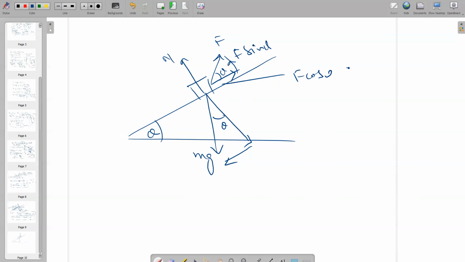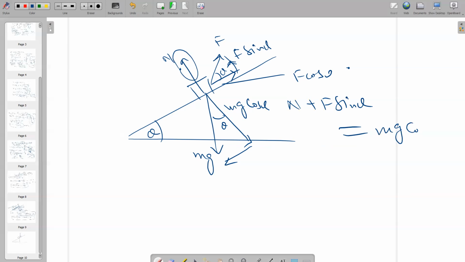So in this way, you can write here. The difference is this one. This is upward. This is also upward. So this plus this is equal to downward. Downward is this one, mg cos theta. The other equation will be the same.